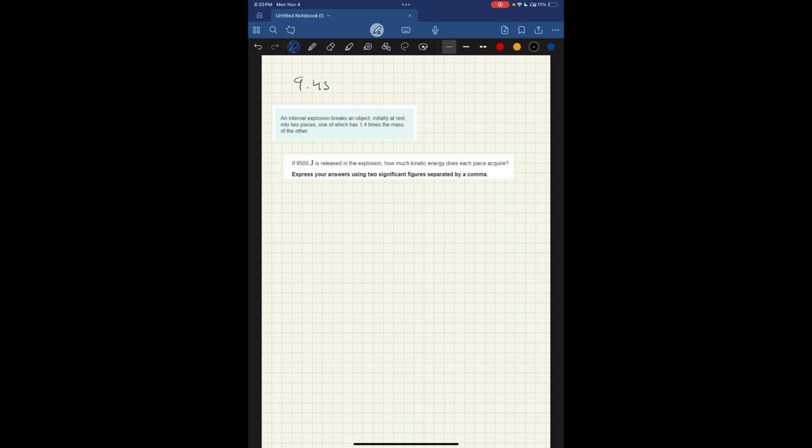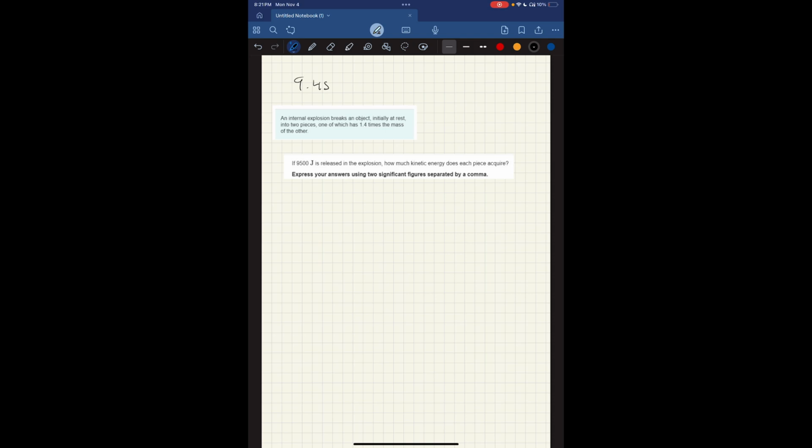Today we will be looking at question 9.45. An internal explosion breaks an object initially at rest into two pieces, one of which has 1.4 times the mass of the other. If 9,500 joules is released in the explosion, how much kinetic energy does each piece acquire?